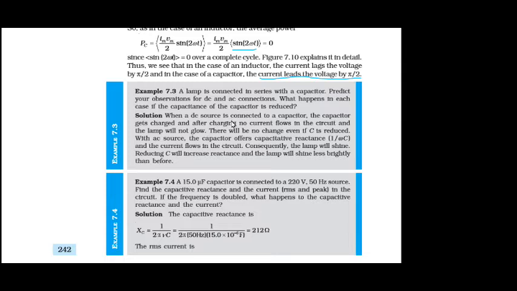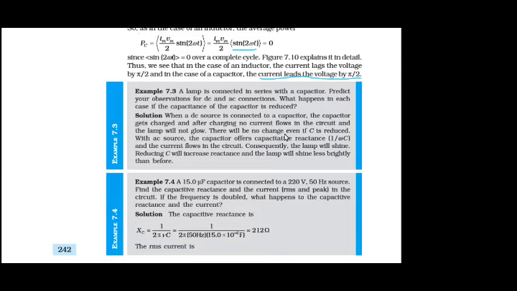When a DC source is connected to a capacitor, the capacitor gets charged, and after it is fully charged no current flows. No current flows in the circuit and the lamp will not glow.